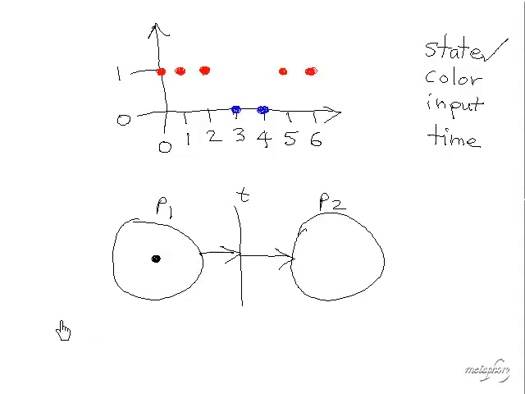The state of this Petri net at any particular point in time is going to be the number of tokens in P1 and the number of tokens in P2. I'll put a little pound sign to designate number of. So the state here would be 1, 0. Once this Petri net has executed, we know from our prior example that the token moves over from there to here, which means that the state moves from 1, 0 to 0, 1.